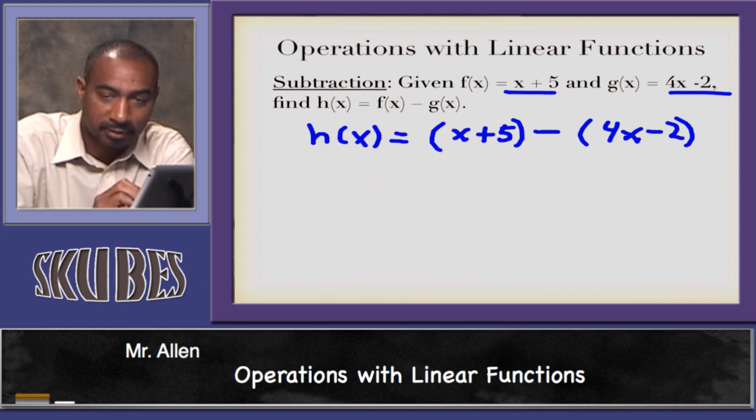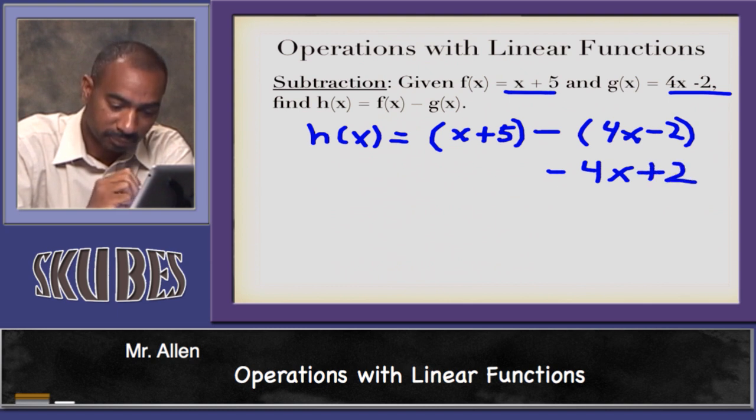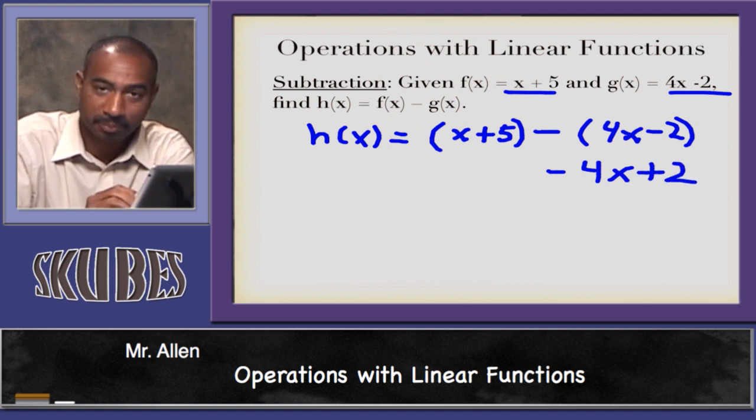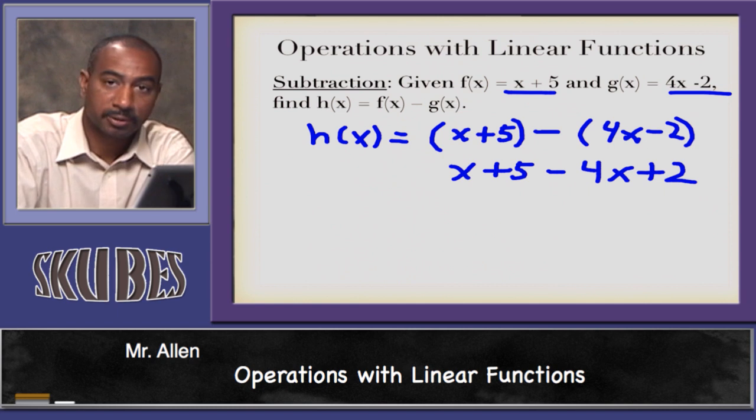Always change the sign of the numbers to the right of the parentheses with the minus sign to the left of the parentheses. So this will be minus 4x. This is plus 2. Don't forget to change that to positive 2. We have x plus 5 minus 4x plus 2. And then now you can simply put like terms together.